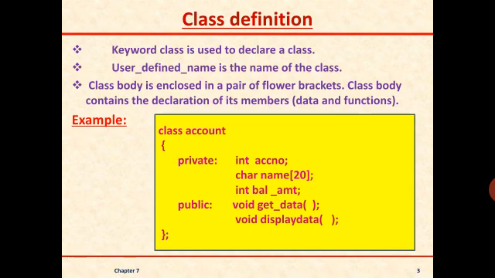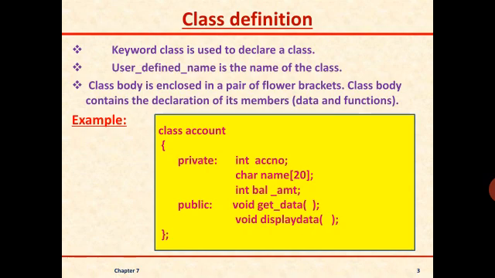So here the keyword class is used to declare the class. The user-defined name is the name of the class. A class body is enclosed between a pair of flower brackets. These flower brackets we call opening and closing braces. The class body contains its data members as well as member functions, and also we have here the access specifiers. There are three access specifiers, namely private, public and protected.